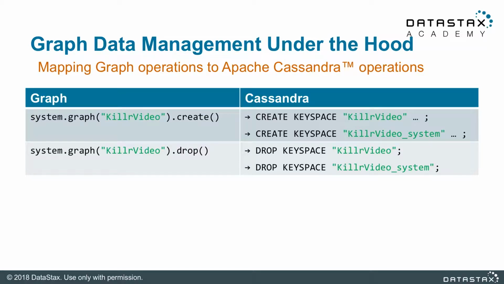Here we see a table showing the same syntax in both Graph using the system API and Cassandra using CQL. We're going to create a graph on the left, system.graph create, and underneath the covers, the following CQL is actually executed, create keyspace and create the other keyspace. We'll talk about these keyspaces in just a second. Same parallels exist for drop. Using the system.graph drop method is equivalent to dropping keyspaces manually through CQL.